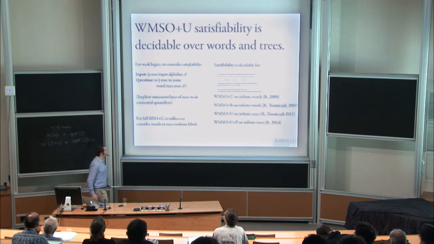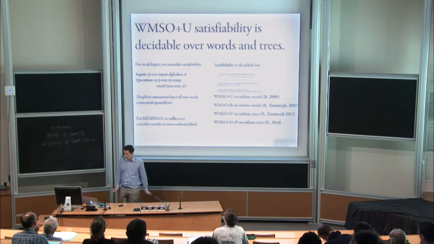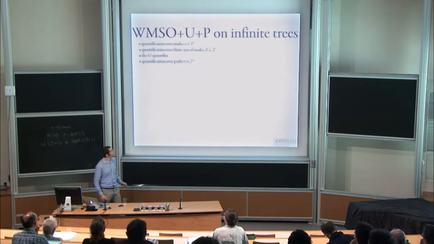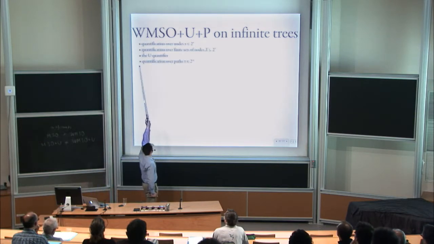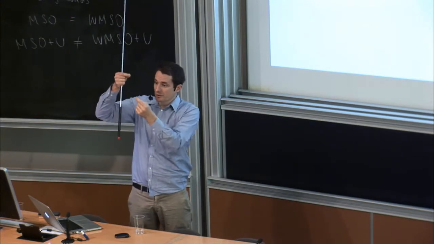And now I'd like to tell you a little bit about this new positive result about weak MSO+U with path quantifiers. So what is this logic? It's a logic for infinite trees, and what can you do? You can quantify over nodes, as usual in first order logic. You can quantify over finite sets of nodes. This is the weak part. You have the U quantifier, so you're allowed to say that sets are bigger and bigger. And here is a feature which is, I think, natural for infinite trees, which is quantifying over paths.